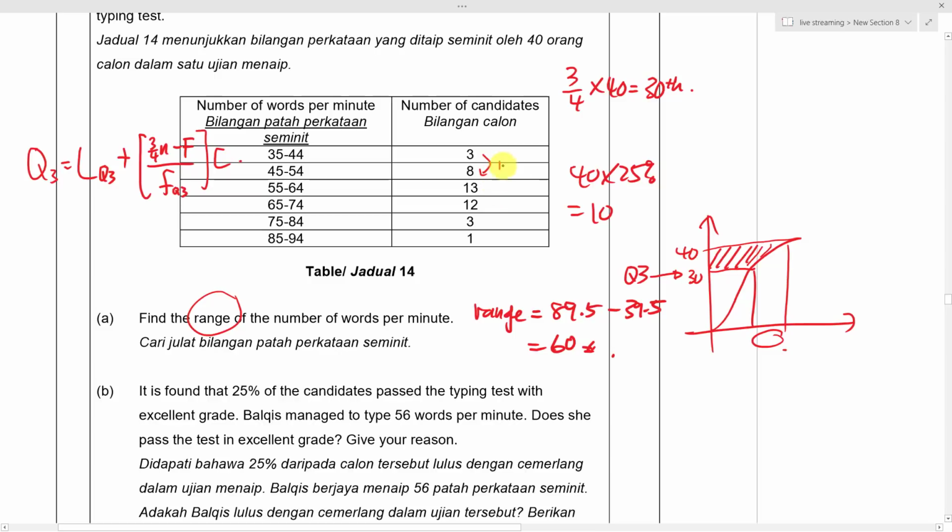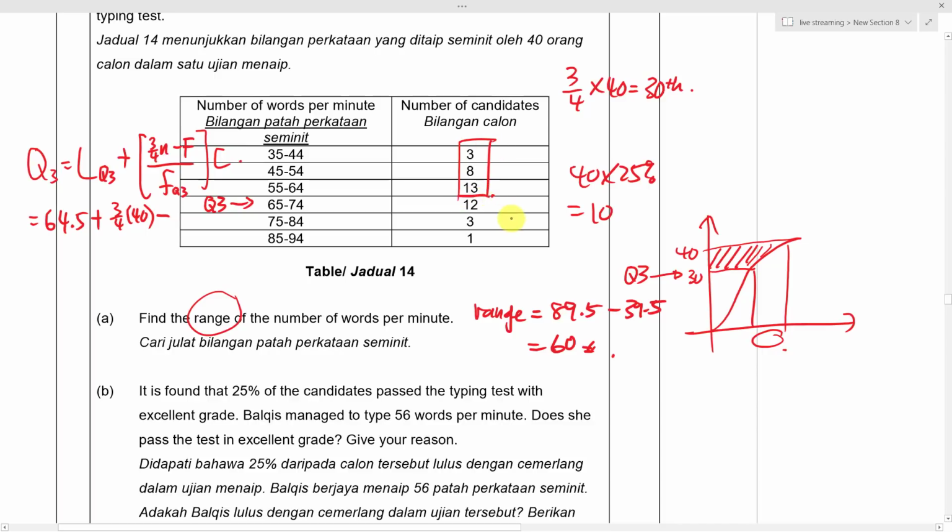This one will be 11, this one will be 24, and this one will be 36. So Q3, the 30th value, is located inside this one. So this is the class for Q3. Then I will just apply the formula. The lower boundary of the Q3 class is basically 64.5, plus 3 over 4 multiply 40, minus capital F, which is the cumulative frequency before the Q3 class.